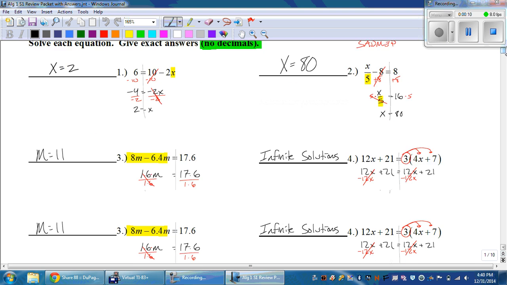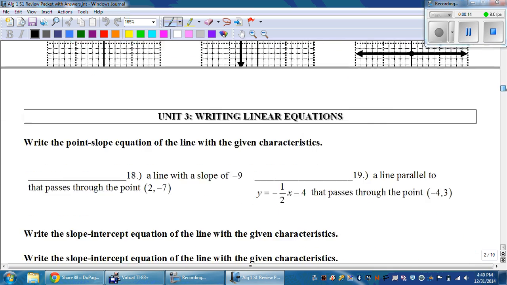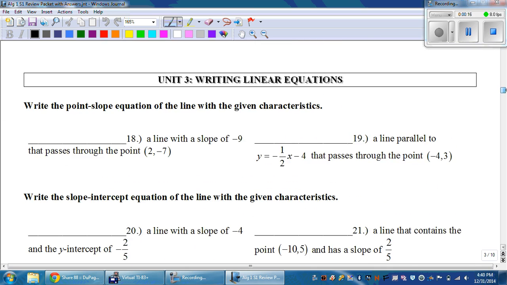Alright, we've already done Units 1 and 2, which means it's time for Unit 3, Writing Linear Equations. So, a couple of equations that you're going to need to remember for your note card. One, you're going to be hearing us talking about point slope, and that's y minus y1 equals your slope, m, times x minus x1.